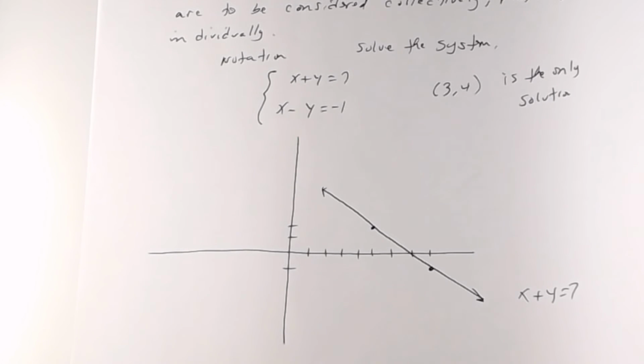Now remember, all I did was use two of those points, right? Because how many points do you need to graph a line? 2. 3 to check, but that's if you're using a t-table.